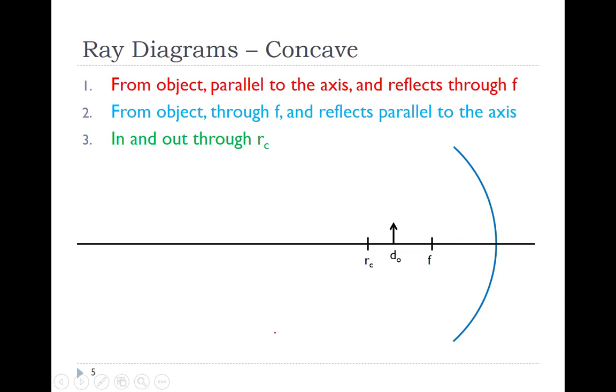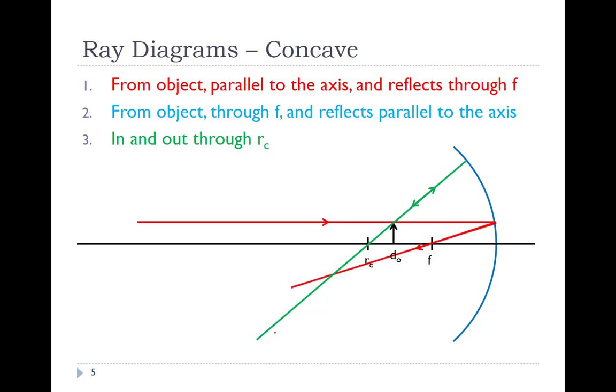Okay. For the next ray diagram, same 3 rays. All I've done here is I've moved the object inward. Okay, so now the object is between the center of curvature and the focal point. Okay, so the green ray came in first. Not sure why. So there's green. That one, remember, goes across the top of the object and through the center of curvature.